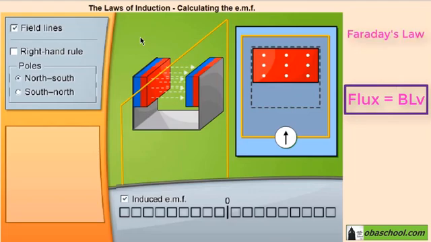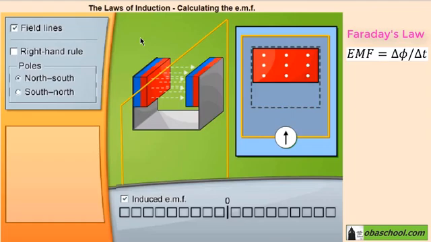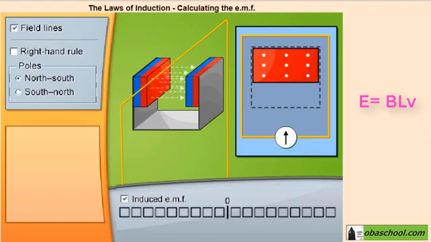And according to Faraday's law, the induced electromotive force is equal to delta phi by delta t. This is the rate of change of flux. Hence, E is equal to BLv. This equation allows the calculation of the electromotive force induced in a conductor moving through a magnetic field of known flux density.